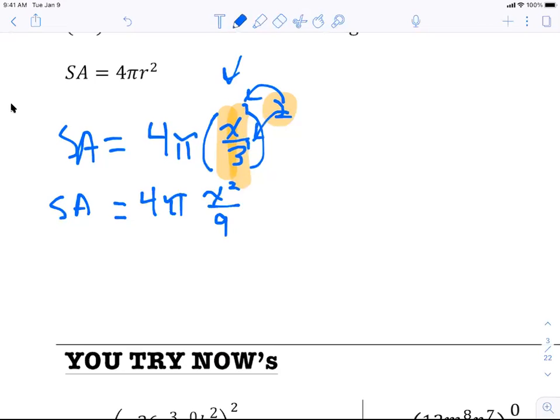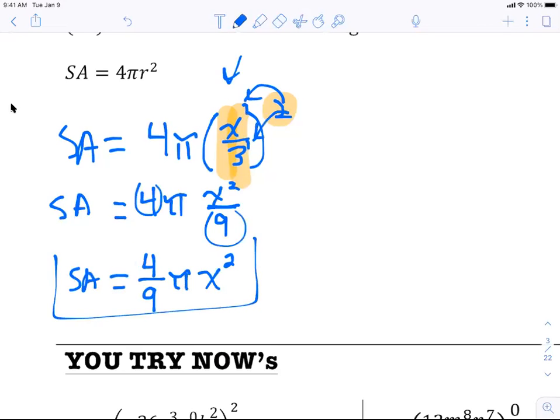And now it's just a matter of combining some of the like terms. Technically, this divided by 9, a lot of times what they'll do is they'll put the numbers together. So we'll leave 4 on the numerator, 9 is going to go to the denominator, and then the pi and the x squared stay. Final answer, surface area is 4/3 pi x squared.